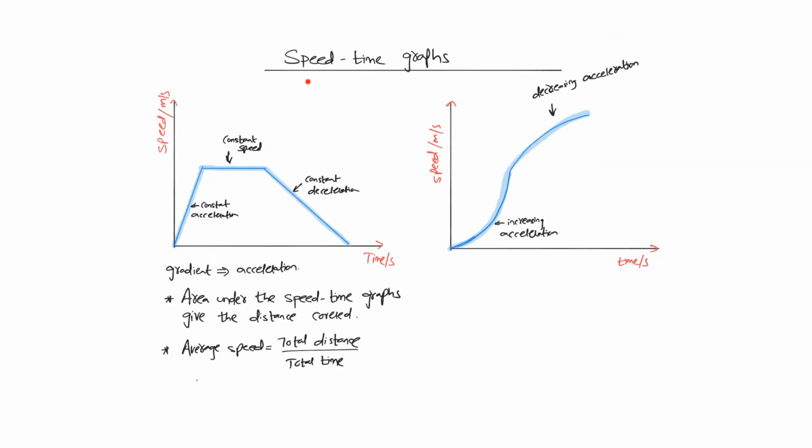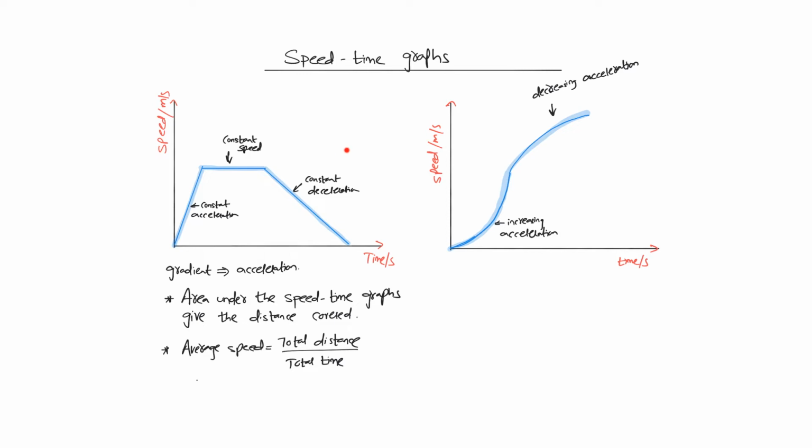So the next thing we would look at is the speed time graph. In a speed time graph, the values of speed are plotted on the vertical axis and the time, obviously, is plotted on the horizontal axis. Now this is an example of a speed time graph, and let's try to understand what this means.